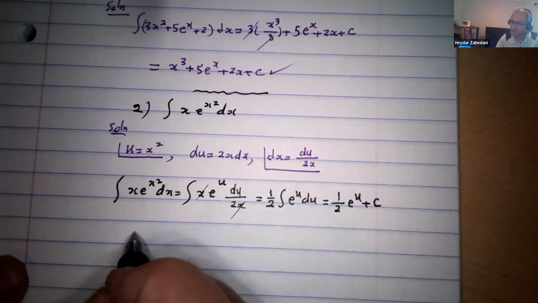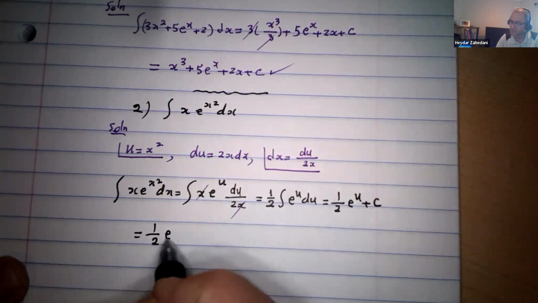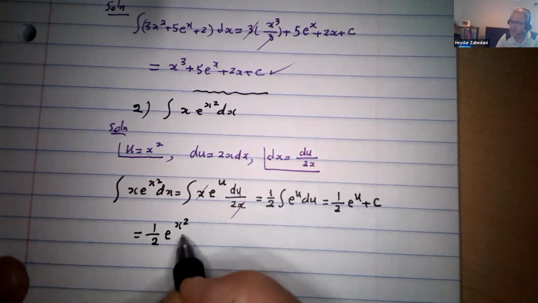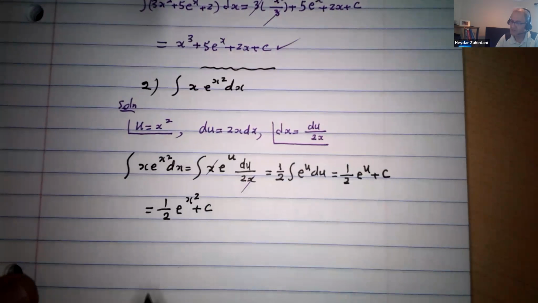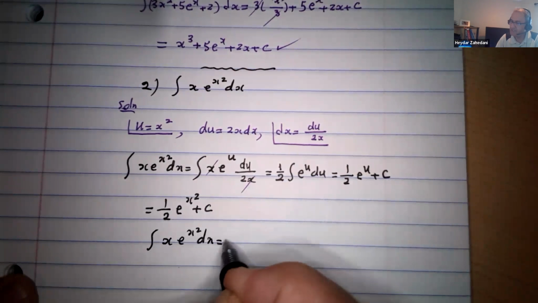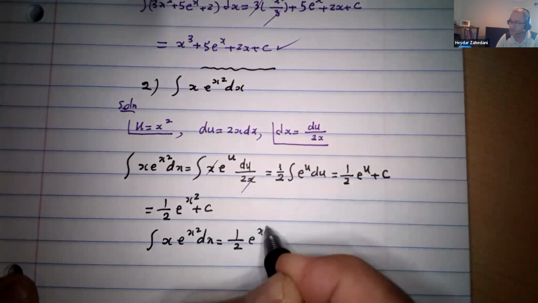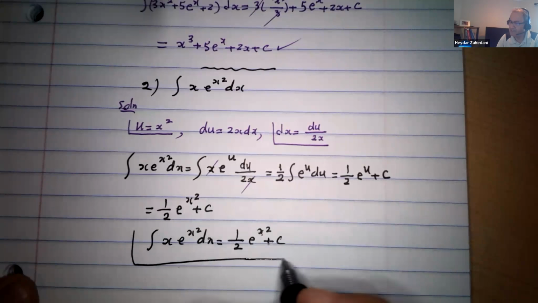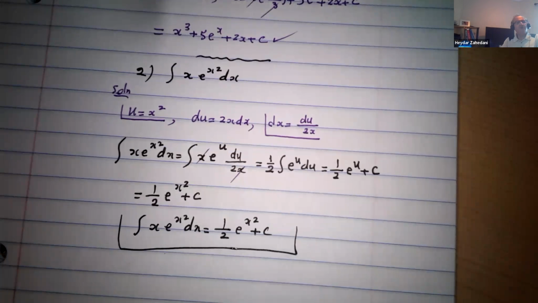Then you substitute for u. So that gives you 1/2 e to the u. What is u? x squared. Plus the constant c. So the final answer for x e to the x squared dx is 1/2 e to the x squared plus c, and you're done. Okay, so the only formula that you know so far is just e to the u du. In future, we are going to have various methods related to this form, but this is easy and you don't need any other things to do.